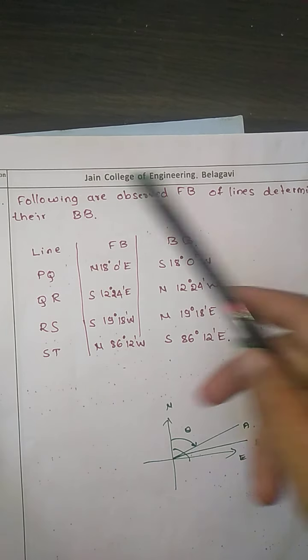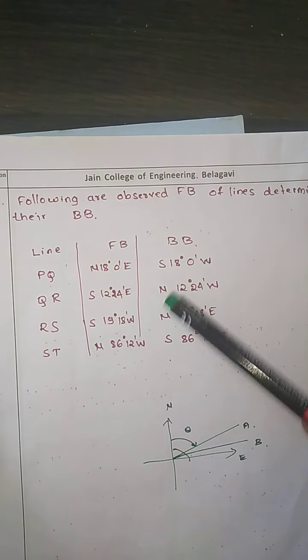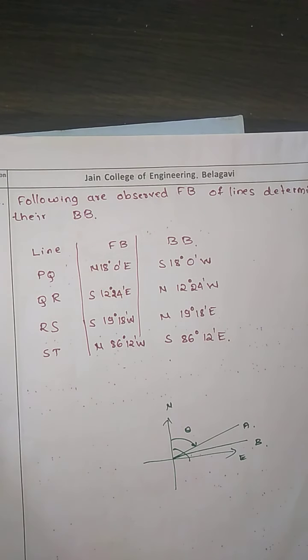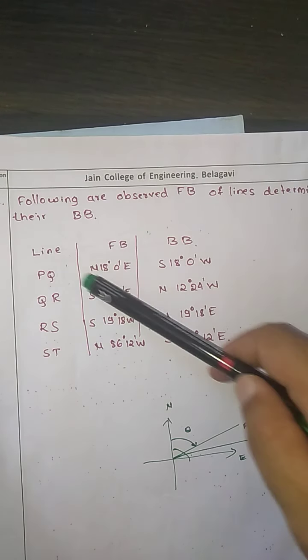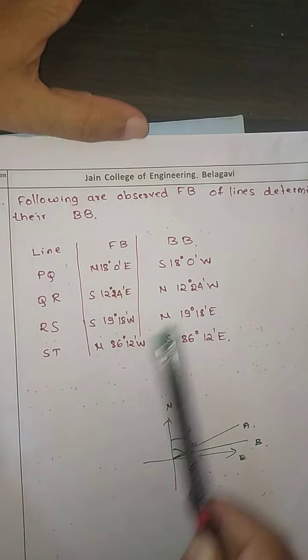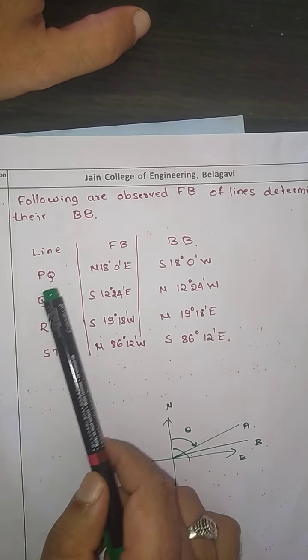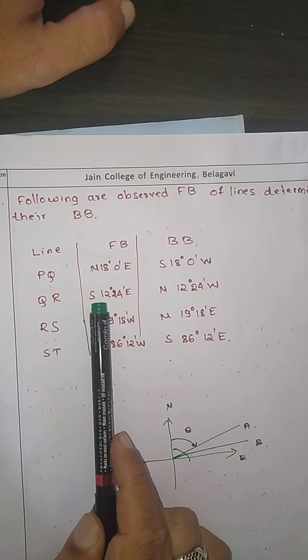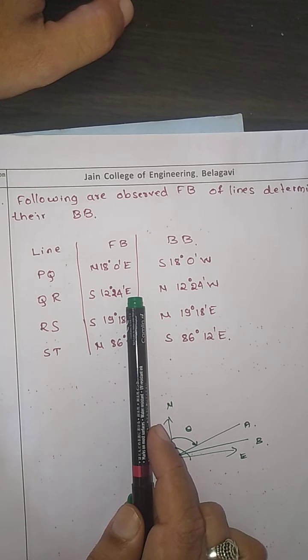Here the fore bearing is given in the quadrantal system. You need to convert this fore bearing into the back bearing in the quadrantal system. The fore bearing given for PQ is North 18 degrees 0 minutes East, QR is South 12 degrees 24 minutes East.